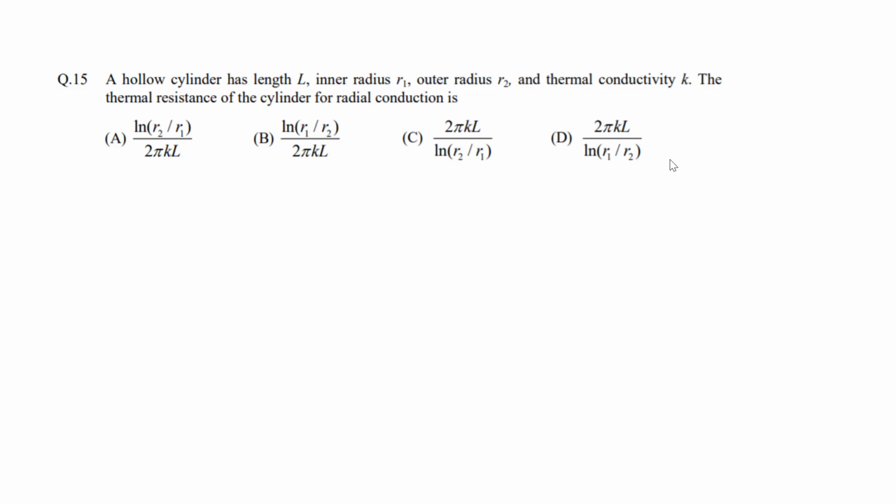Hello everyone. Let us see session 2 questions of GATE 2016 Mechanical Material Science. First question: a hollow cylinder has length L, inner radius R1, outer radius R2 and thermal conductivity K. The thermal resistance of the cylinder for radial conduction is?